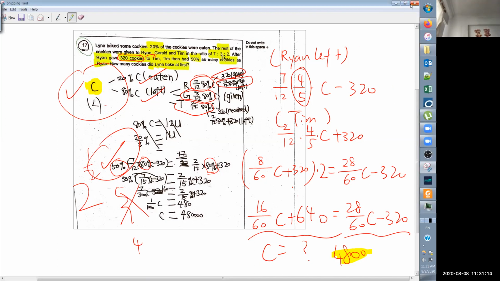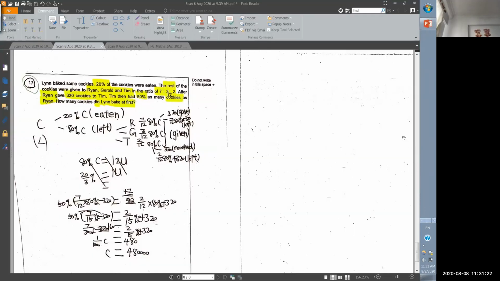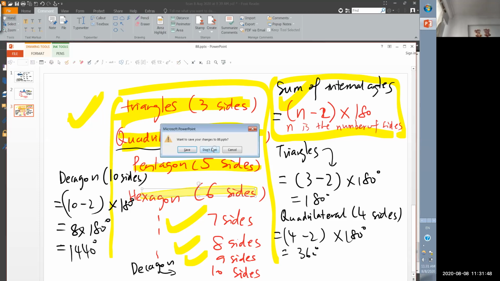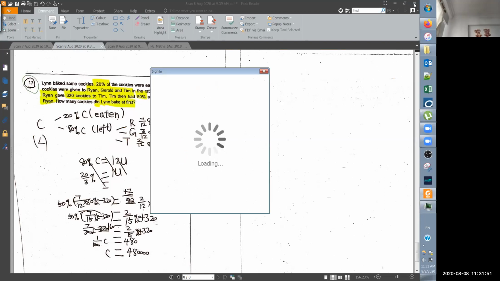Sorry. Let me close this. Let me close this as well. Close this. Okay, so once again, please go back and memorize this part: triangles, quadrilaterals, until decagon, and the formula to find the sum of internal angles. Bracket n minus 2, bracket times 180. Okay, save it.